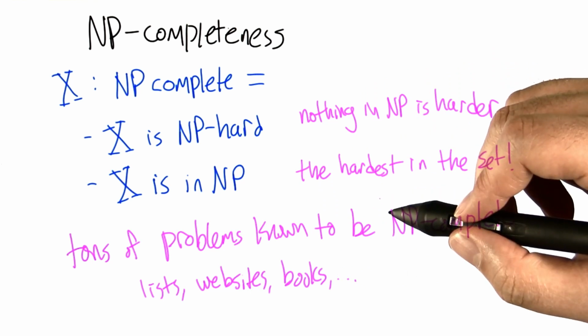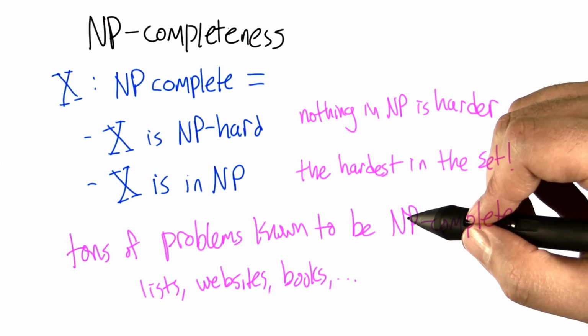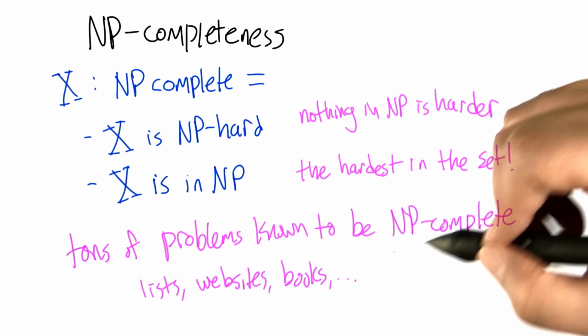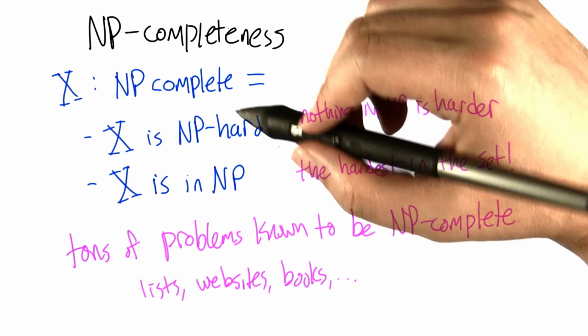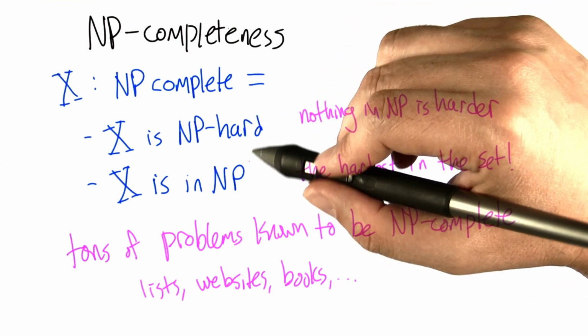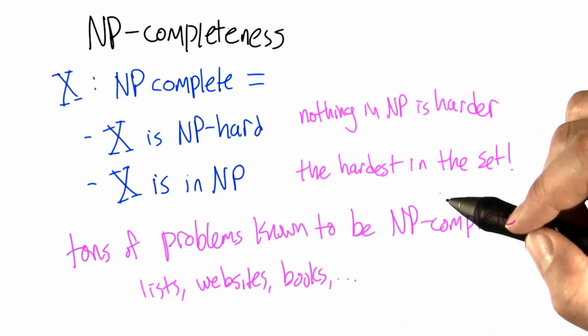Very often when you go to develop some kind of algorithm for solving a problem, and it just doesn't feel like there's any way to get a foothold on it, it's a good idea to check: Is it NP-hard, and is it in NP? If so, it's NP-complete. And at this point now, tons of problems are known to be NP-complete.